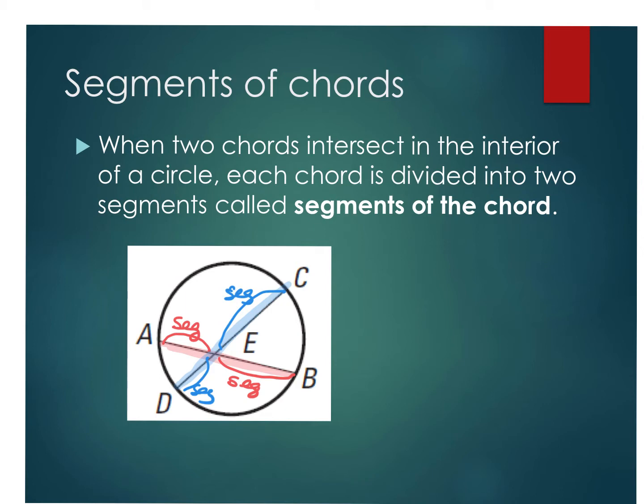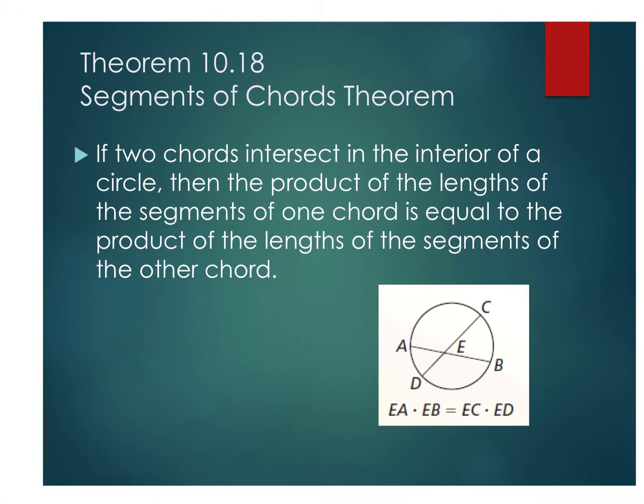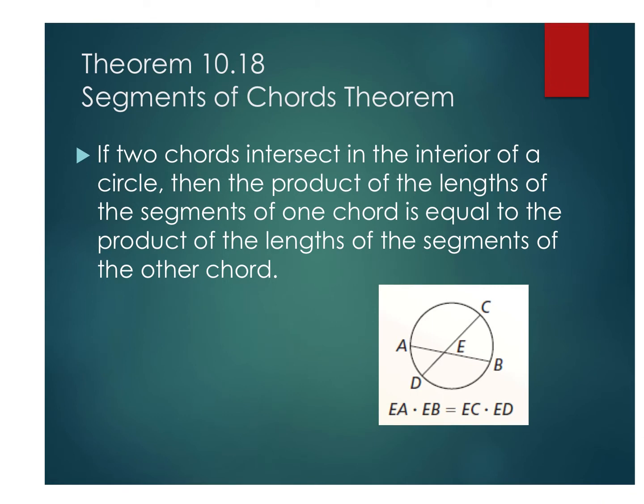The next slide has the theorem for the segments of the chords, and this is going to tell us how to find the measure of it. So Theorem 10.18 is called the segments of a chord theorem, and what this one states is that if two chords intersect in the interior of a circle, then the product of the lengths of the segments of one chord is equal to the product of the lengths of the segments of the other chord. Now, this theorem is not telling us that the segments are congruent. It's telling us that their products are congruent.